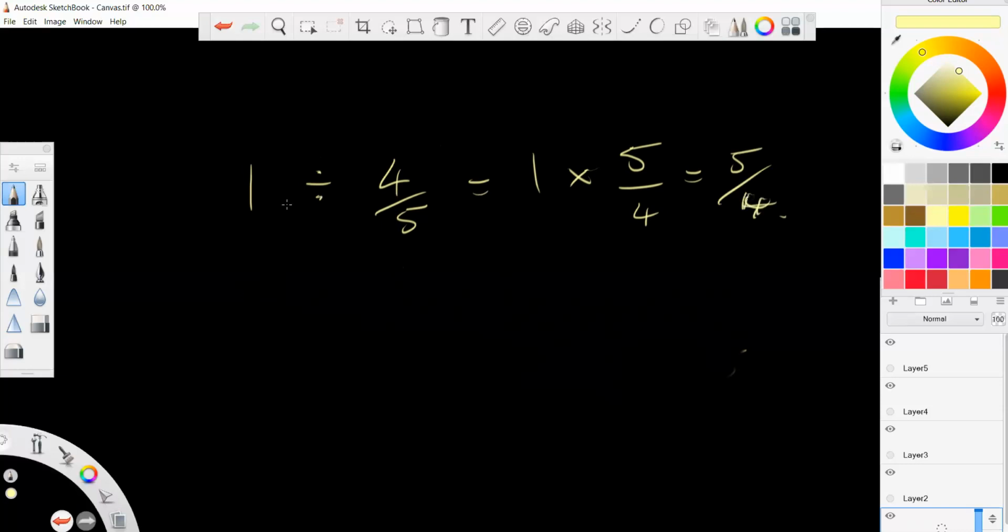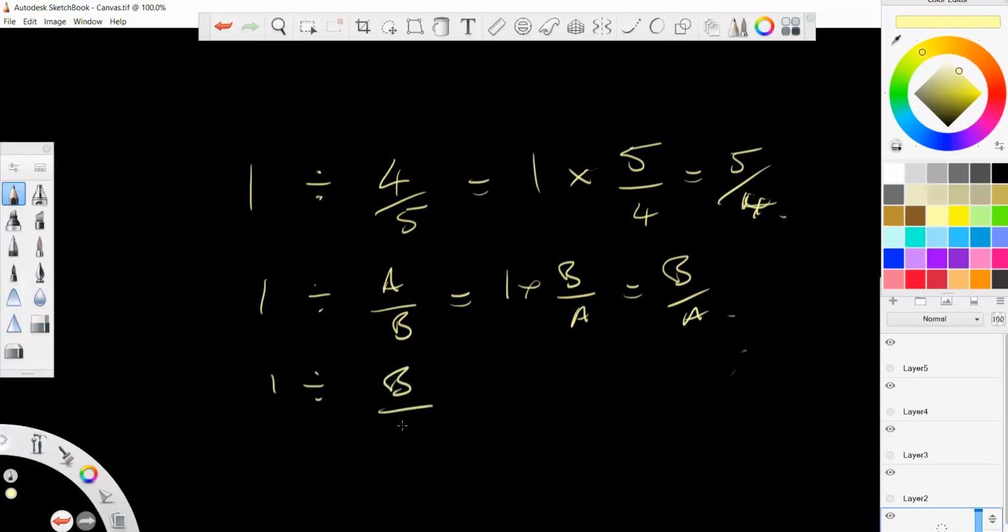Now, what that means is if I ever divide 1 by any fraction, all I need to do is flip the fraction upside down. Okay, so I can generalize that to 1 divided by a/b equals 1 times b/a equals just b/a. Of course, what that does mean is that if I then do 1 divided by b/a, which of course is going to be a/b. So 1 divided by a number always reverses that.